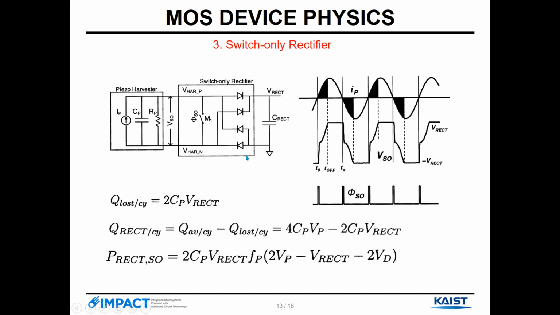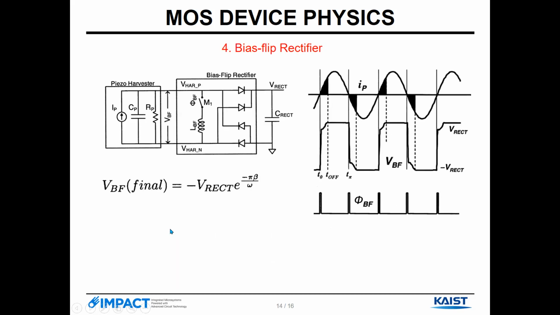So we use the switch-only rectifier to make it more effective. Instead of using the diodes to discharge CP to the ground, we just use a switch M1 to discharge it. In the positive and negative half cycles, we turn on the switch M1 to charge CP and then discharge CP. So it takes a lot less energy, and we have the energy loss in this equation, 2 CP multiplied with Vref.